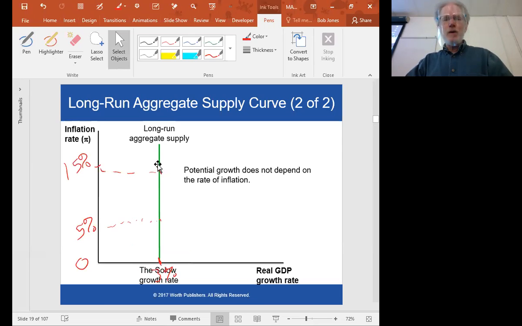So that's why you're getting that vertical curve, because a vertical curve always means the value of the horizontal variable is completely independent of the value on the vertical axis.